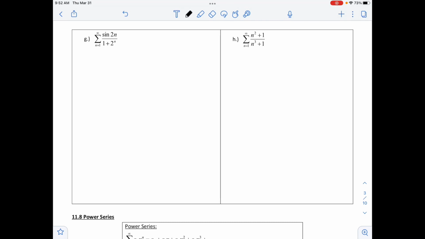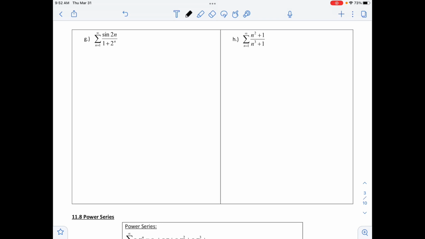So the next one that we have is G, and G says the sum from n equals 1 to infinity of sine of 2n over 1 plus 2 to the nth. With this one, I noticed that it's not very nice. It would definitely not be nice to integrate, so definitely not the integral test. It's not alternating. It's not going to be using a root because not everything has that nth root on it.